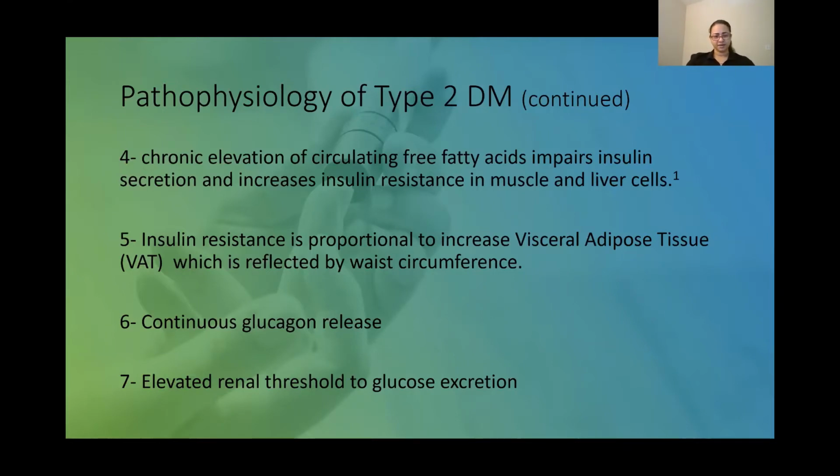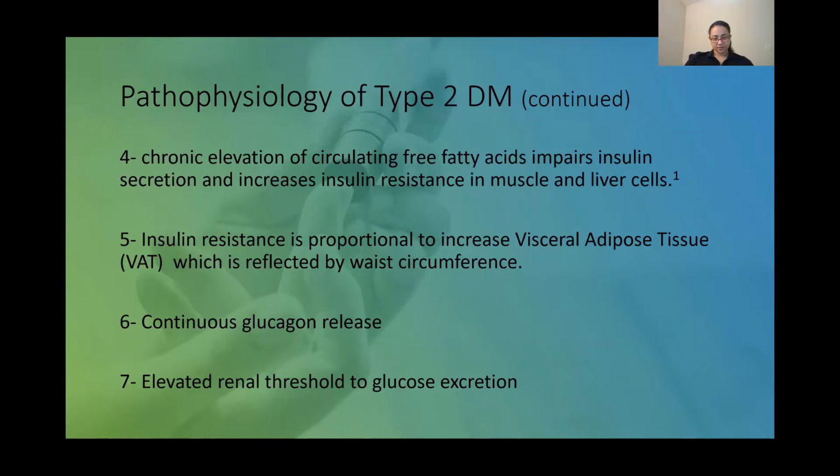Now, the sixth mechanism is continuous glucagon release. Due to insulin resistance, insulin deficiency, and incretin hormone resistance, glucagon release is not inhibited after a meal, which provides continuous release of glucose by the liver, worsening hyperglycemia.